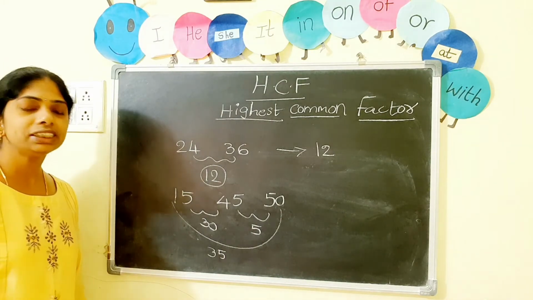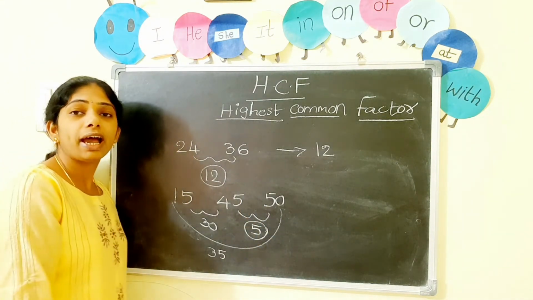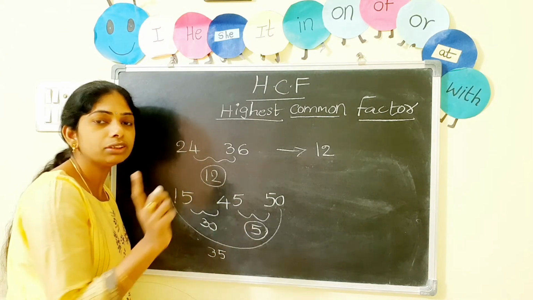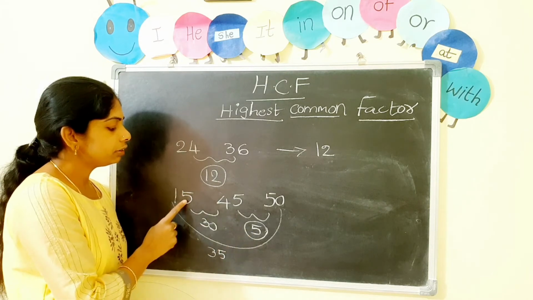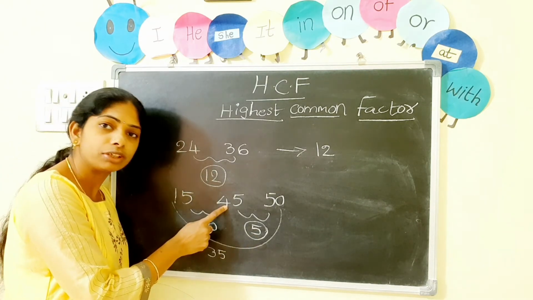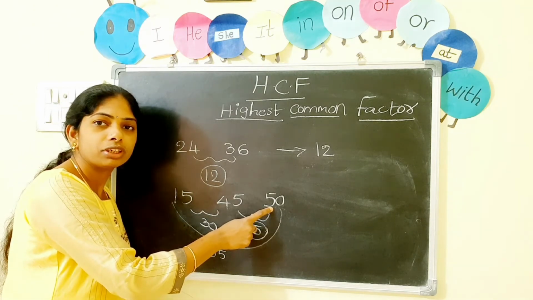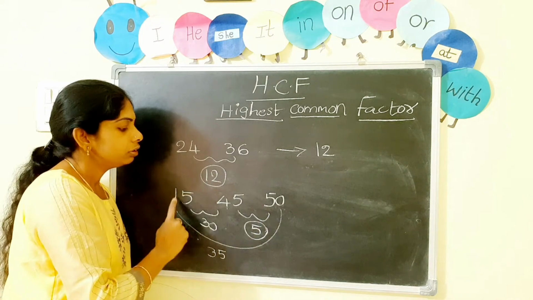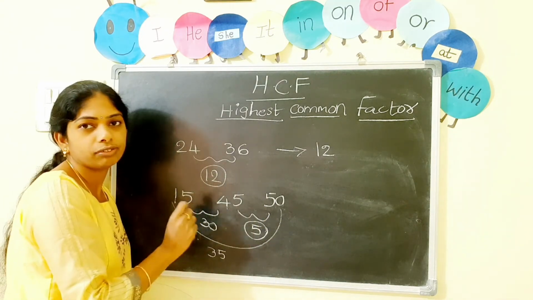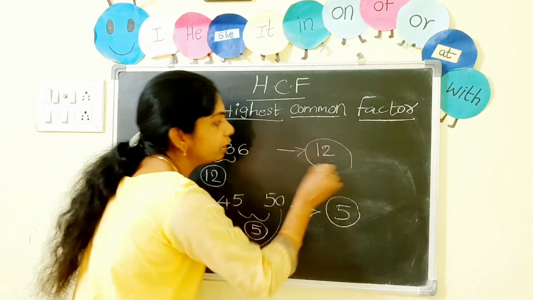So what is the least difference? 5 is the least difference. Check whether it is a divisor of the given numbers or not. Yes, 5 is a divisor of 15, 5 is a divisor of 45, and 5 is a divisor of 50. So these numbers are divisible by 5, so 5 is the HCF of the given numbers.